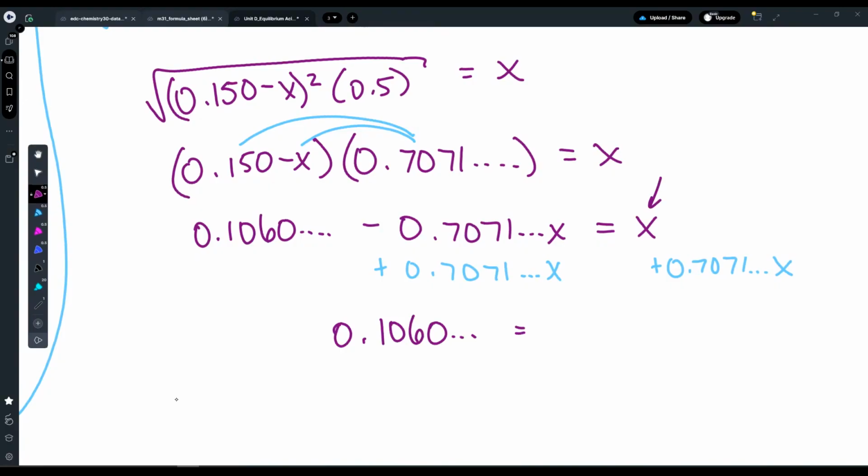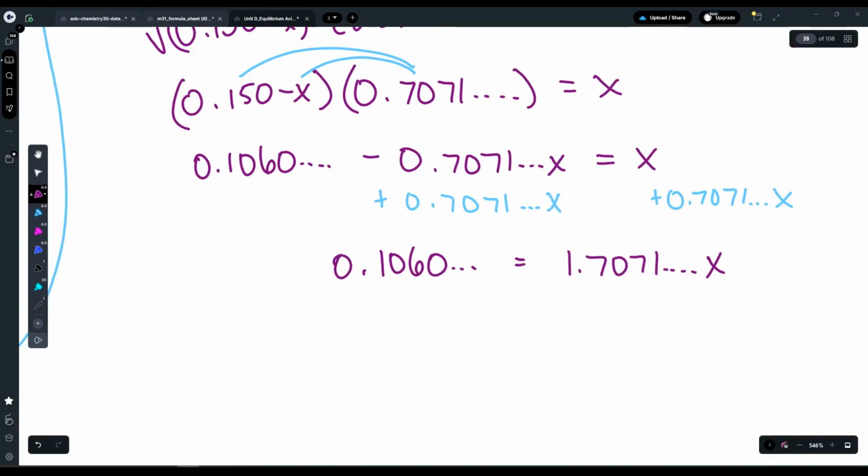So now we've got 1 plus 0.7071 goes on forever, so that's going to be 1.7071 goes on forever, X. Okay, and then I'm just going to divide.